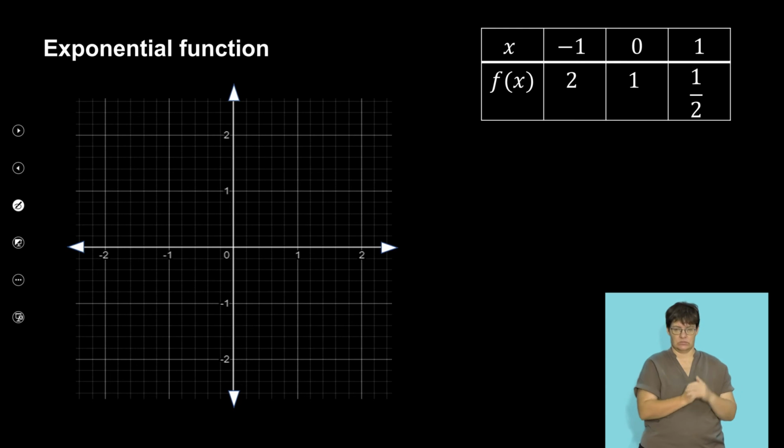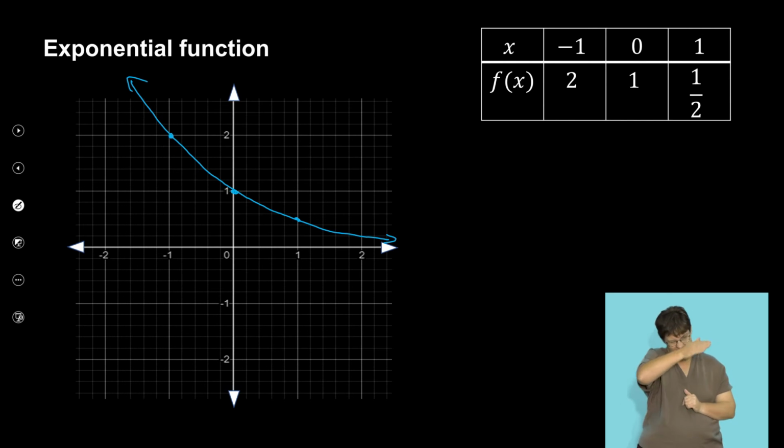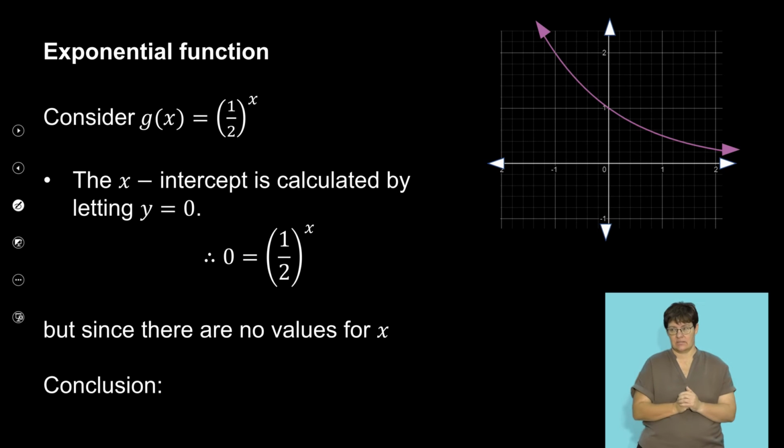To plot this as well, the -1 is the one that goes with a 2, so it is up there. The 0 goes with the 1, it is somewhere on the y-axis there. And then the 1 goes with a half, so it will be somewhere here. And then when you join this, it will look something of this nature here. Right? Still, you can see that this is not crossing the x-axis. So it means it does not have the x-intercept.